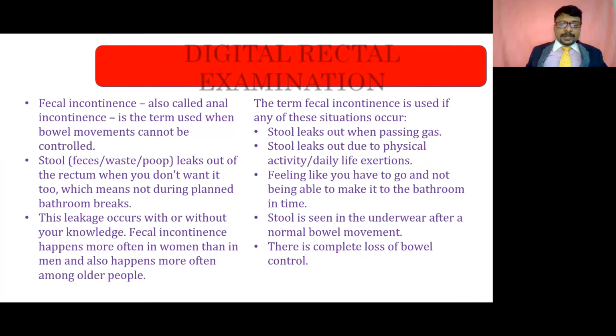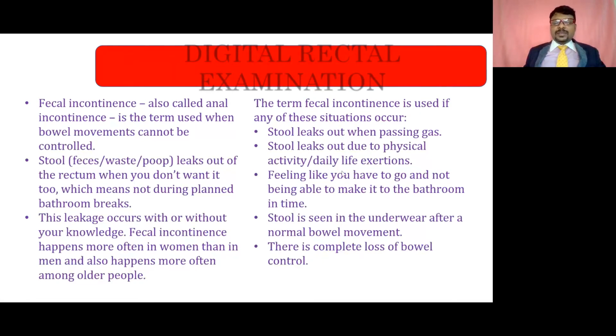This varies from person to person, and in women it is more common than in men. Fecal incontinence can be seen in other situations too. In these conditions, stool leaks out when passing gas. Sometimes the stools may leak when they are passing gas, and also during physical activities, like exercise or any exertion.